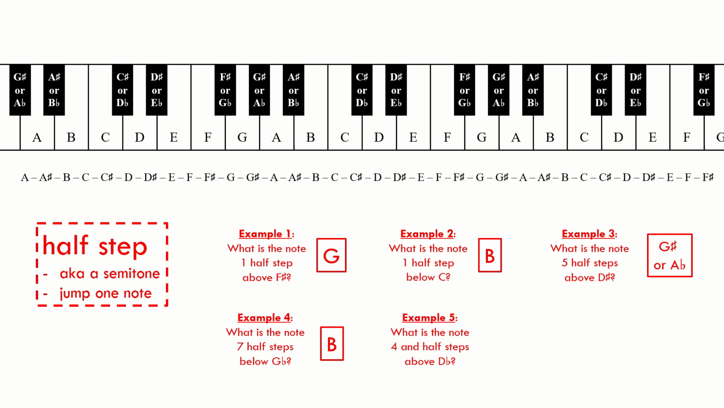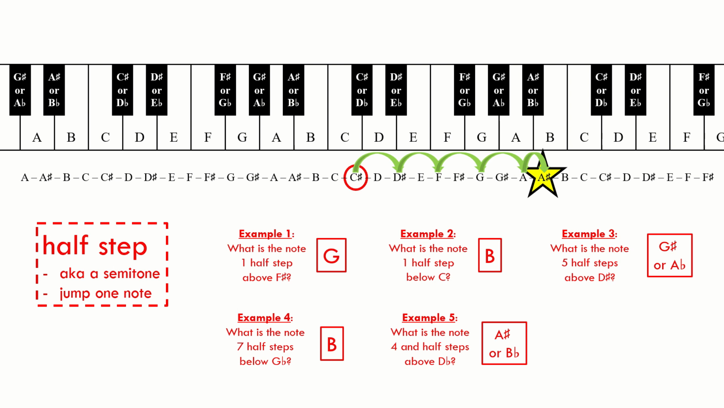Example number 5. What is the note 4.5 steps above D flat? D flat or C sharp is over here, and moving 4.5 steps above D flat, 1, 2, 3, 4 whole steps, and then a half step above it, that gives us A sharp or B flat.